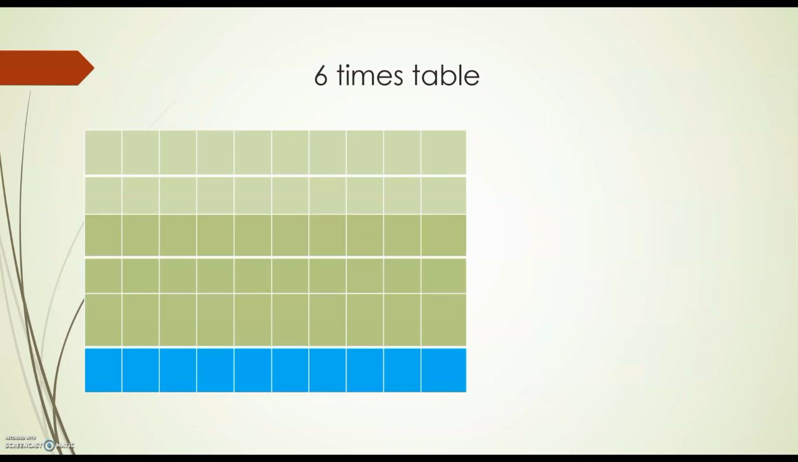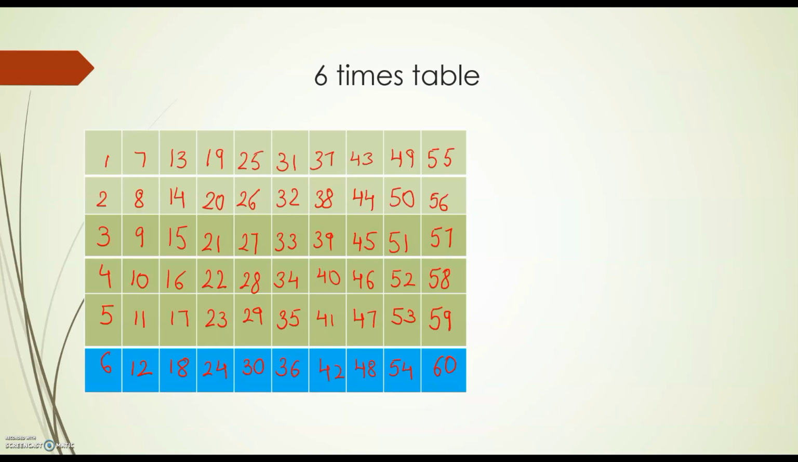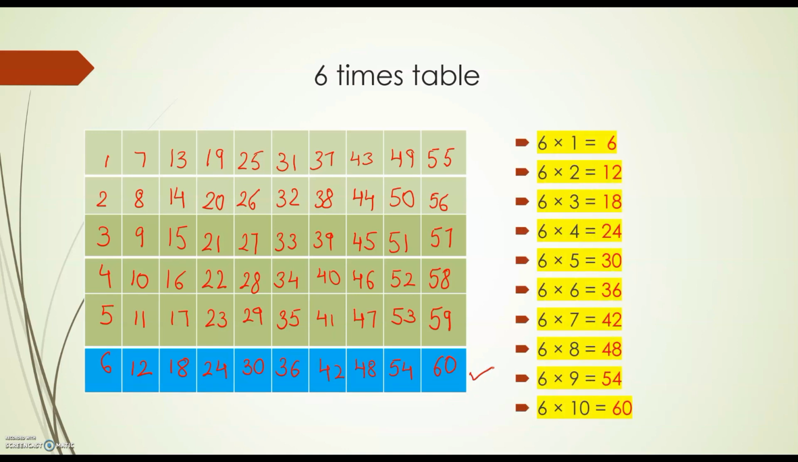Now next is the 6 times table. In the 6 times table, we will take one box which is divided into 60 small boxes. And then simply we will write numbers from 1 to 60. So here I am writing numbers. And check this blue box. This is your 6 times table. See how simply you created the 6 times table.